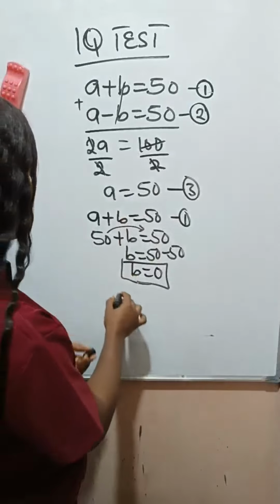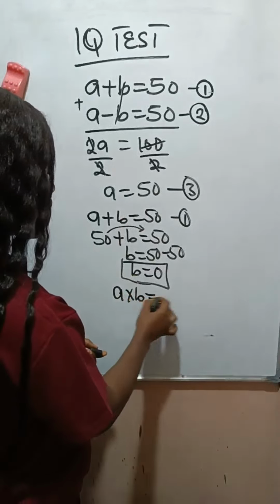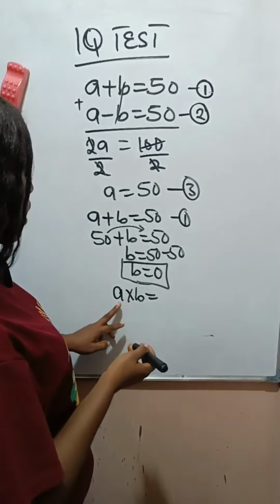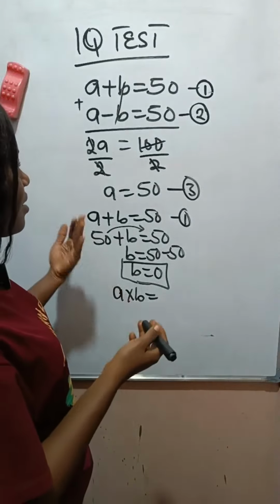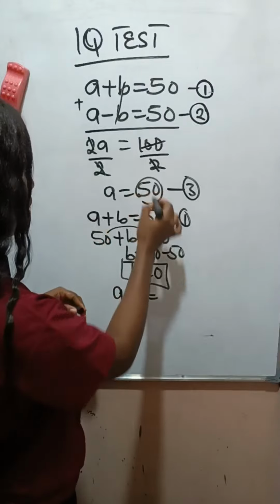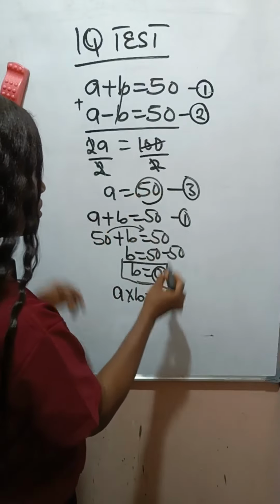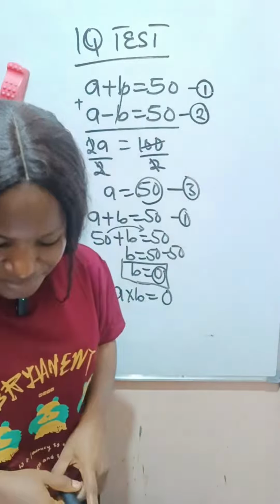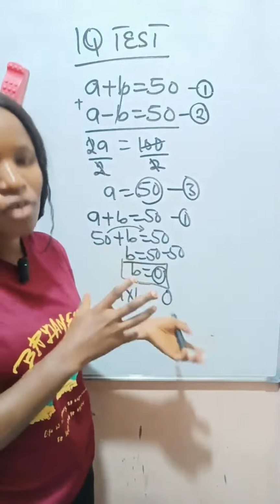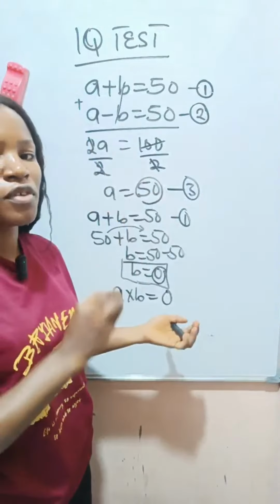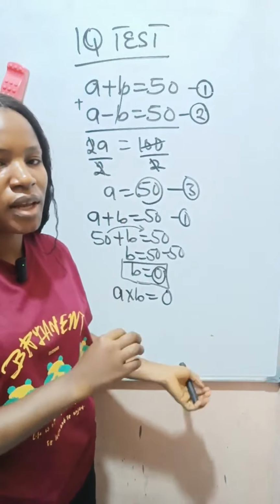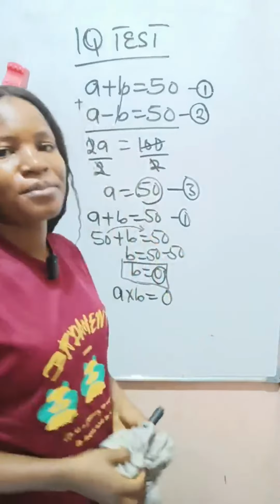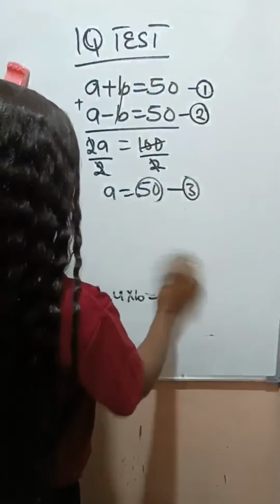Now the question says a multiplied by b. At this point, it is very easy, because a multiplied by b is the same thing as 50 multiplied by 0, which is 0. And that is the answer. I'm solving this for the benefit of those that don't really understand. Now, to the next question.